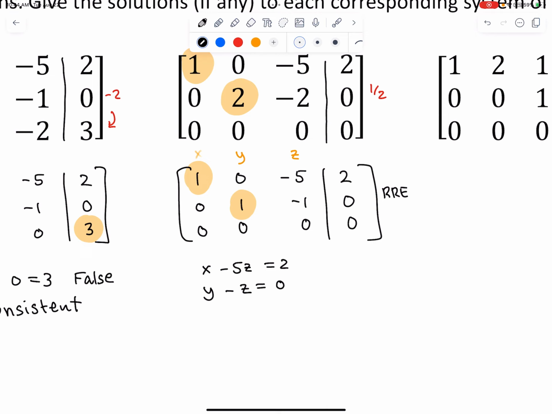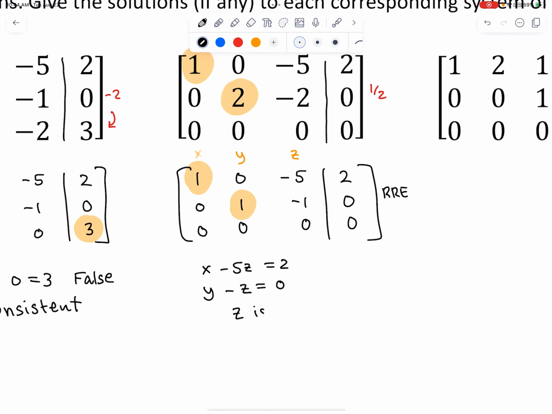The leading ones are only in the x and y columns. Notice the z column has no leading 1. It might have a 1 somewhere in there, but it's not a leading 1. The only leading ones in this matrix are the 2 orange highlighted ones. So the z column is missing a leading 1. When that occurs, we get to say that z is free. Z is going to be a free variable.